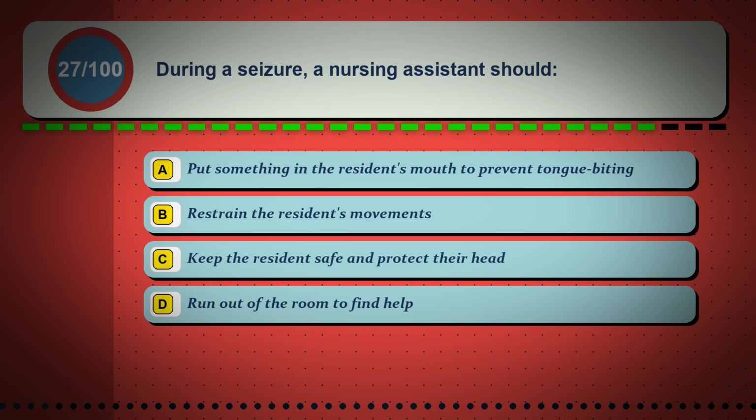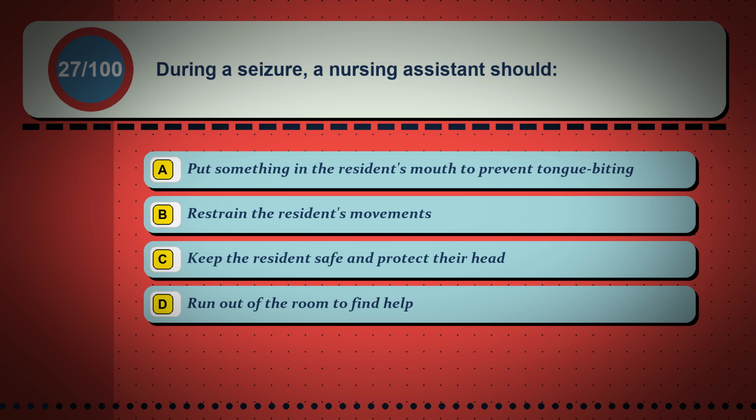Question 27. During a seizure, a nursing assistant should option A, put something in the resident's mouth to prevent tongue biting. Option B, restrain the resident's movements. Option C, keep the resident safe and protect their head. Option D, run out of the room to find help.